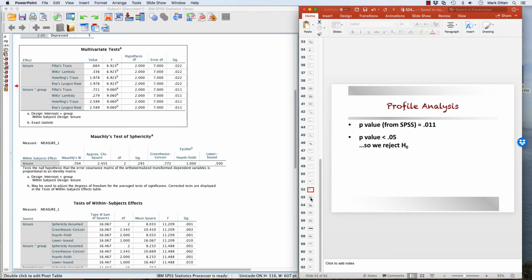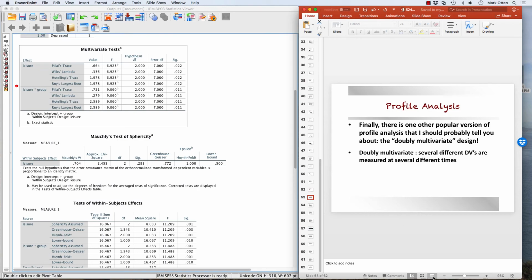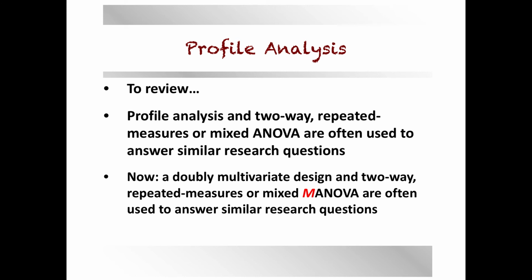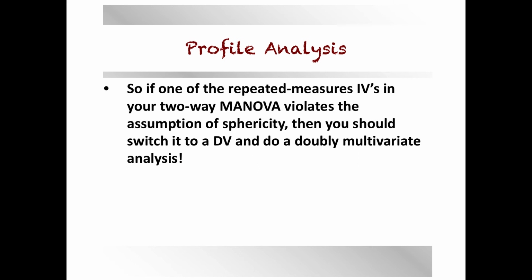All right, so moving back to the notes to introduce the doubly multivariate design, and then I'll just show you SPSS for this one. I'm not going to show you the calculations. A doubly multivariate design and a two-way repeated measures or mixed MANOVA are often used to answer similar research questions. So the two-way MANOVA that we ran through in the last video is the comparison here. Do we use a doubly multivariate or do we use a two-way MANOVA? Well, let's see what the application of it is.